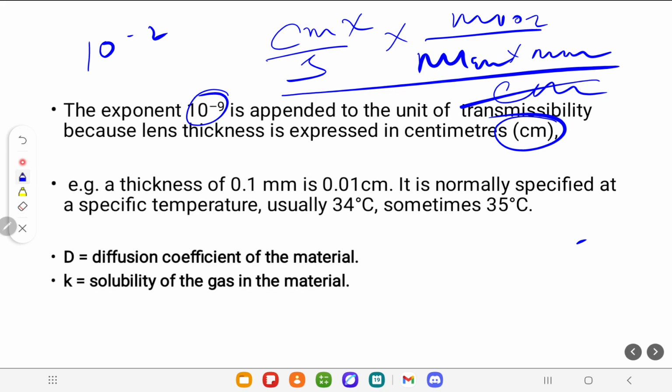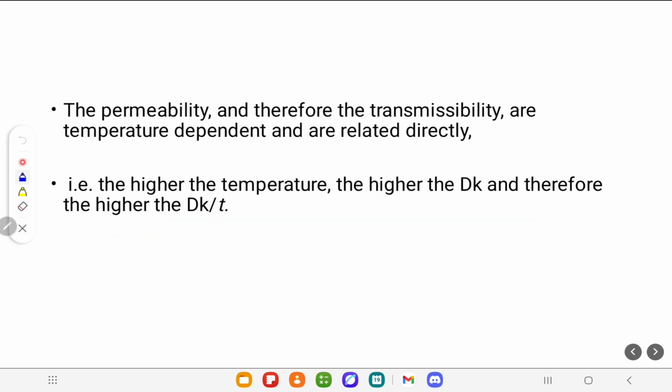And for example, a thickness of 0.1 mm is 0.01 centimeter, and it's normally specified at a specific temperature of 34 degrees Celsius. Again, D and K are the diffusion coefficient and solubility coefficient. So the permeability and therefore transmissibility are temperature dependent and related directly, because temperature dependent means what? The only difference is t divided by t, isn't it?